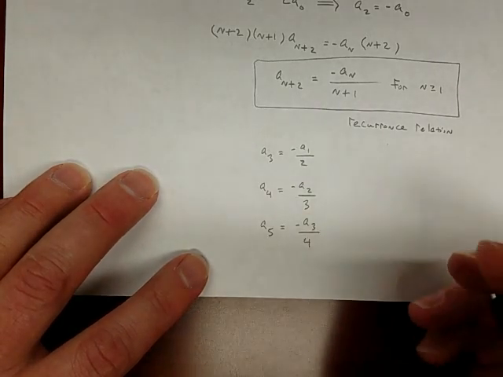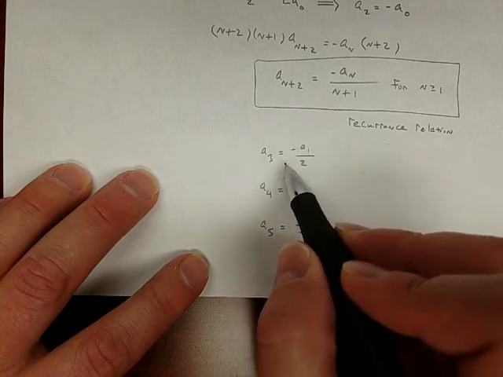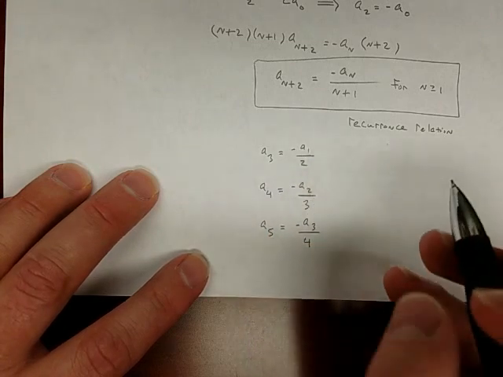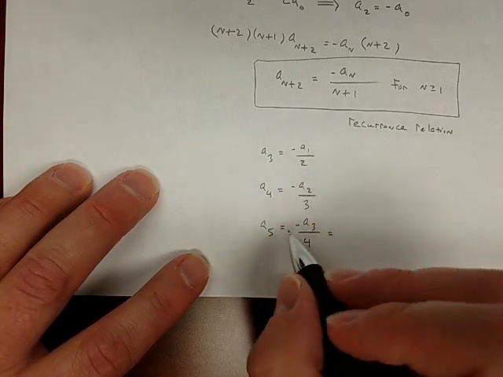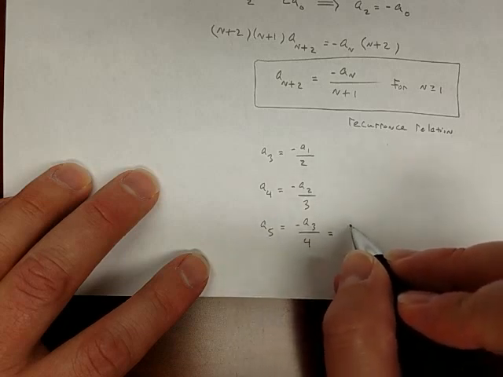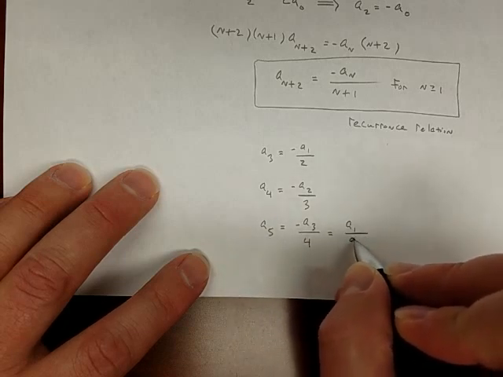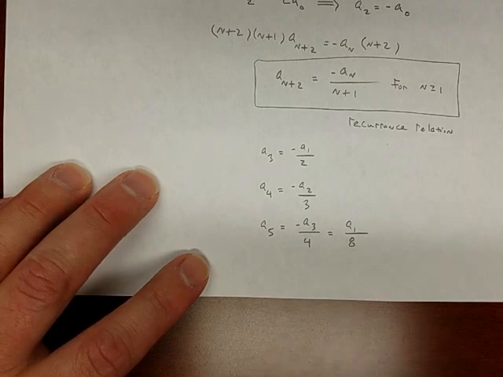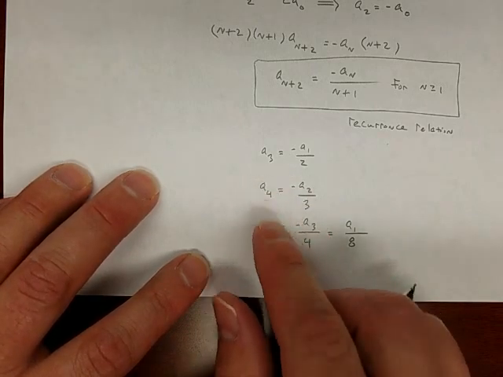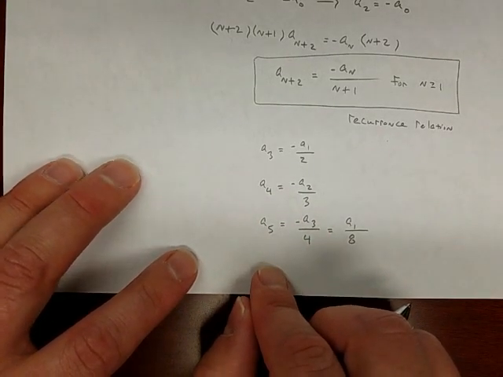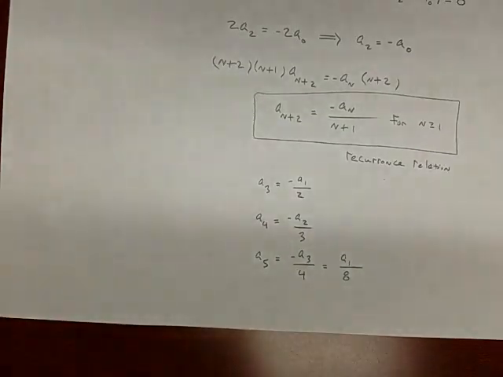I know what a sub 3 is. So if you make use of the fact that that's got to be negative a1 over 2, then that would actually make this positive a1 over 8. Now we can keep going, but I think that this is probably enough.